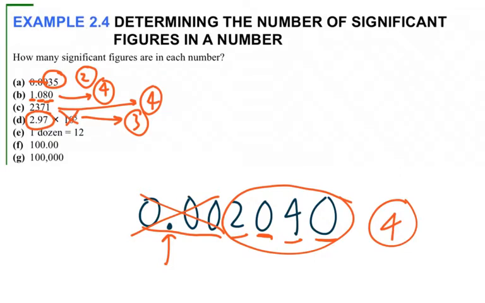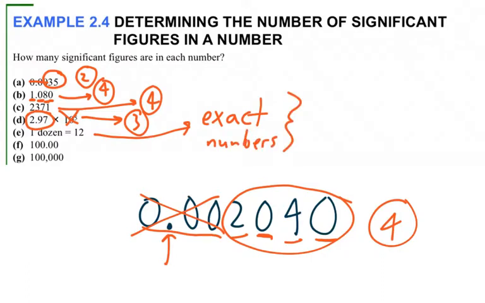Okay? Look at letter E. I don't know if you recognized it or not, but that is called a conversion factor. And what we said about conversion factors is that they are what we call exact numbers. And when you have a conversion factor or an exact number, the number of significant figures is infinite. That would be your answer. Infinite or unlimited. Okay? That applies to all conversion factors.